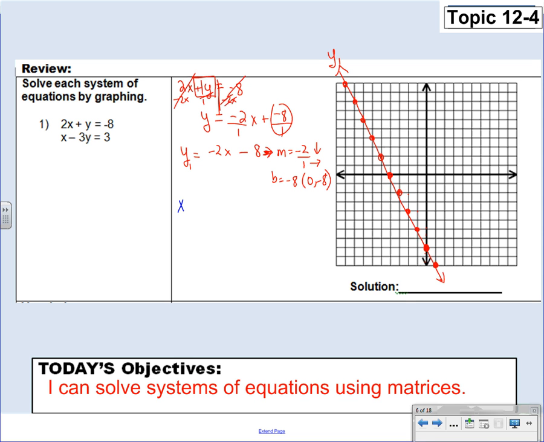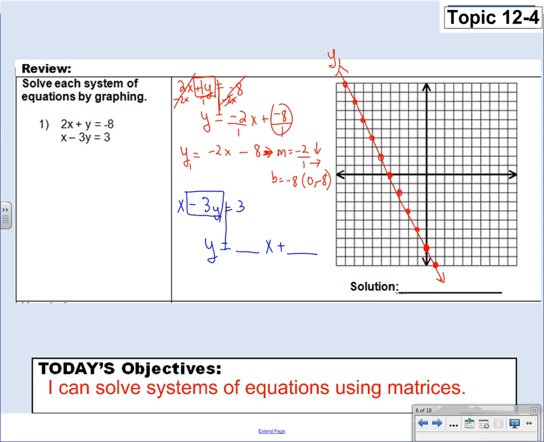The second equation, we have x minus 3y equals 3. And we need it in slope-intercept form, so we want to get the y by itself. We'll box in the negative 3 with the y. Draw a line down the equal sign, and then we want y by itself in the end, something in front of x plus something on the end.